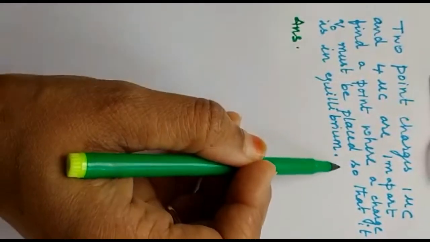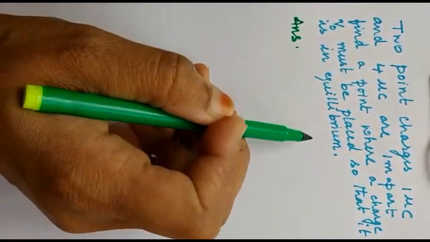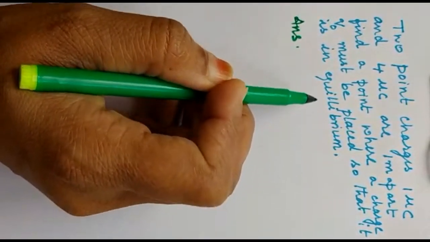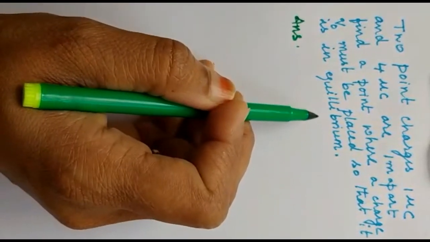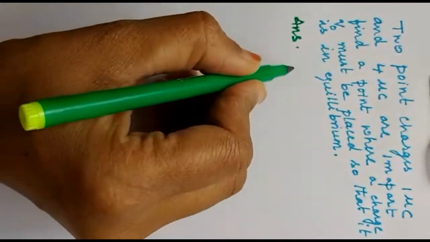Q naught must be placed so that it is in equilibrium. We say that a particle is in equilibrium when the net force acting on it is 0. So let's see how to solve this.